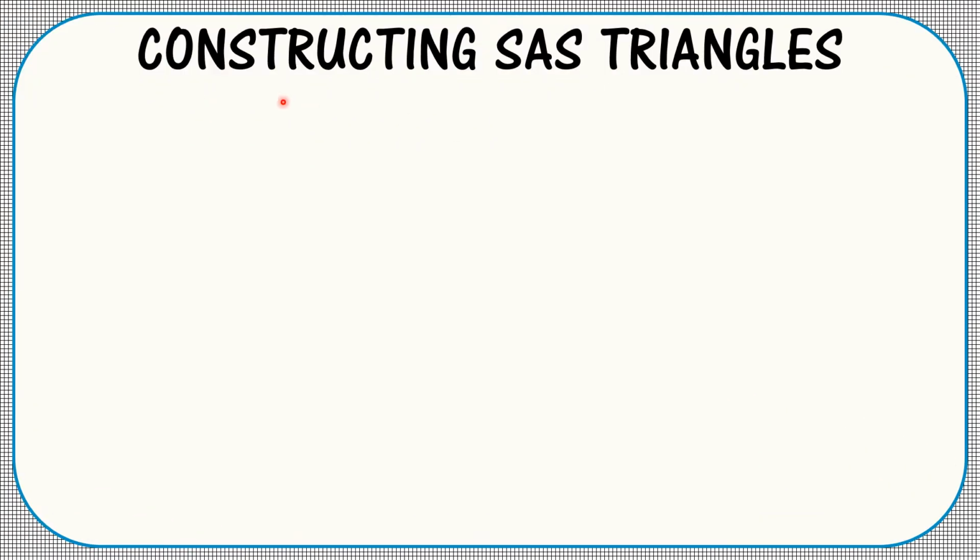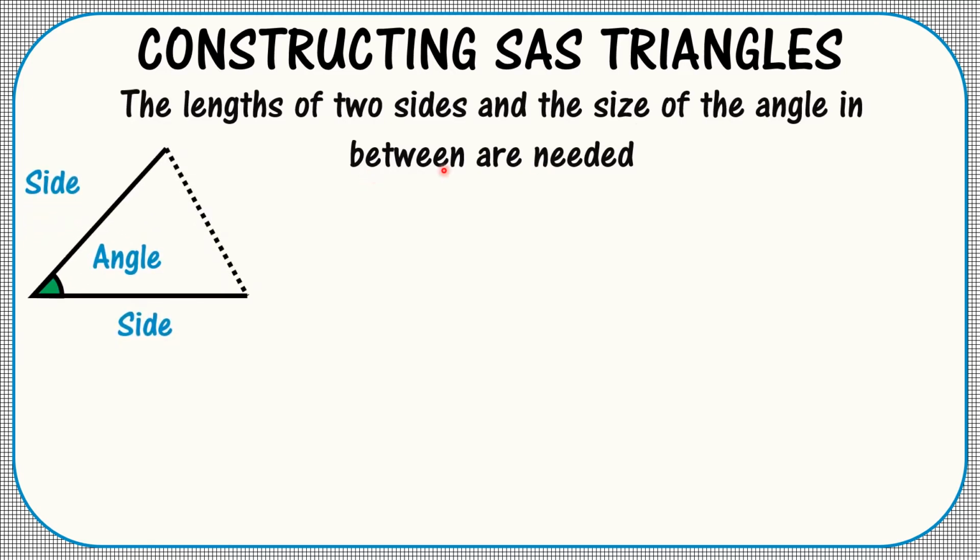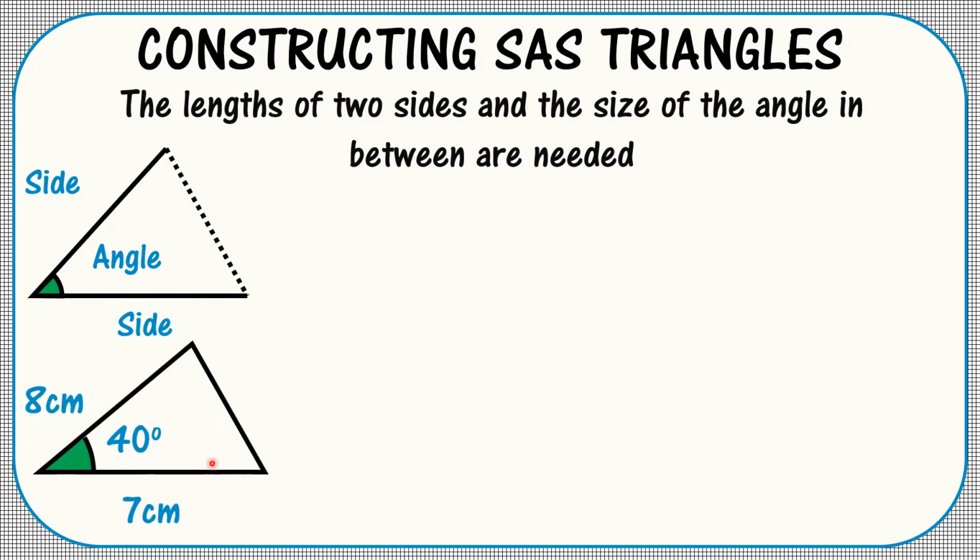The first type of triangle we are constructing are SAS triangles, so side, angle, side triangles. The lengths of two sides and the size of the angle in between are needed. So for us to construct this type of triangle, we need three pieces of information. We need a side, we need another side, and we need the angle which is in between. For example, we have this triangle and you'll be asked to construct this triangle accurately. So we have 8 centimeters, we have 7 centimeters, and we have the angle in between, which is 40 degrees.